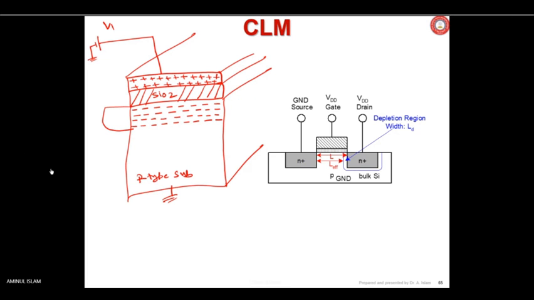From this side and top, in this way, this region is heavily doped. Once you heavily dope a region, the substrate or the p-type material extends to the left and the right side also. It is not ending here, it is further, and this side is also there.